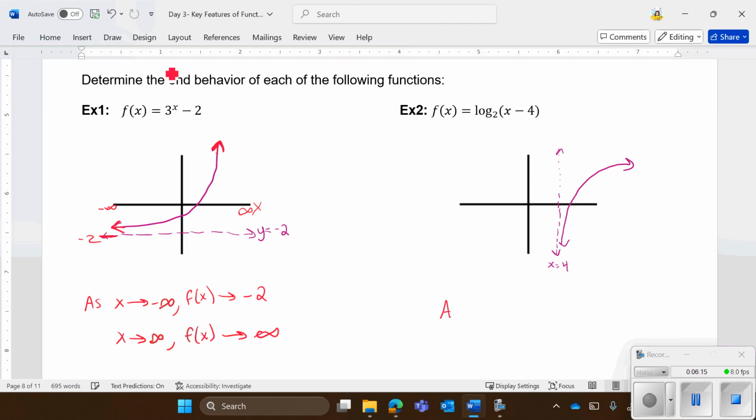Now that you have the graph, you can identify the end behavior. As x goes to negative infinity, what is the function doing? Actually, we can't even put as x goes to negative infinity because it's not going towards negative infinity. That asymptote makes you stop at 4. So as x goes to 4, what is the function doing? Well, as x goes to 4, the function is heading downwards. So you would say that the function f of x is going down towards negative infinity.